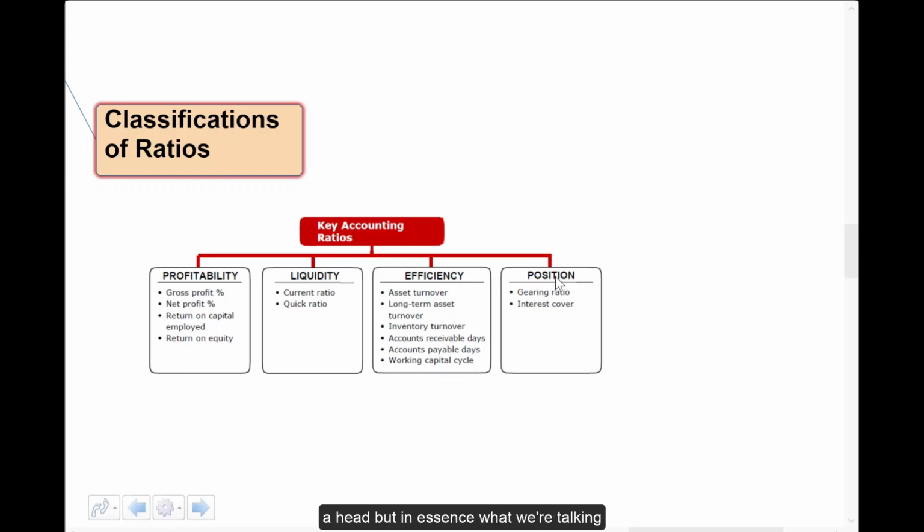But in essence, what we're talking about here is the risk inherent in business. In other words, the amount of debt that the business has in comparison to equity. Now, we'll remember from our earlier studies in the capital structure chapter that a business has a choice as to how it's financed. It can finance itself through equity, just issue shares to the public, possibly via a listed company, and or possibly take on some debt, a bank loan, for example.